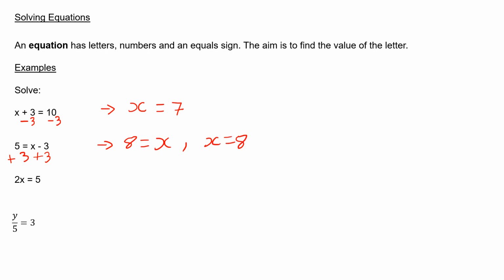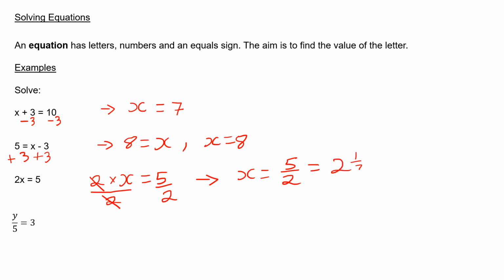In the third question, we have 2x equals 5. Remember, 2x means 2 times x, so we have 2 times x equals 5. To get x on its own, we need to divide both sides by 2, because the opposite of multiplying is dividing. I write this like a fraction, divide both sides by 2. On the left-hand side, my 2s cancel, which means that x is equal to 5 over 2, which is 2.5.